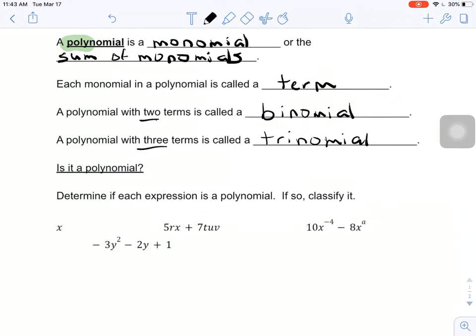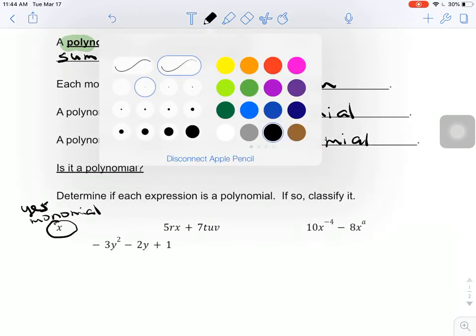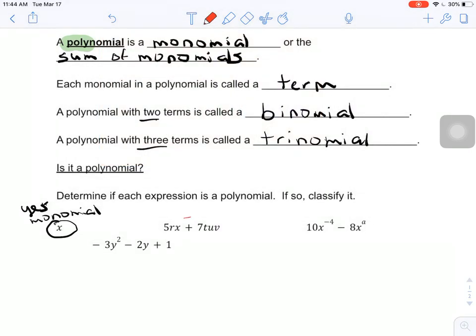You'll have to forgive the formatting on this. It went a little bit funny when I made the video, but these are the same example problems that are on your notes outlined for today. So we're going to go through each of them. This first one is just an x. That meets all of the criteria for a monomial. So we can say that, yes, that is a polynomial, and the type of polynomial it is, if we wanted to give it a name, is a monomial. Now we're going to look at the next one.